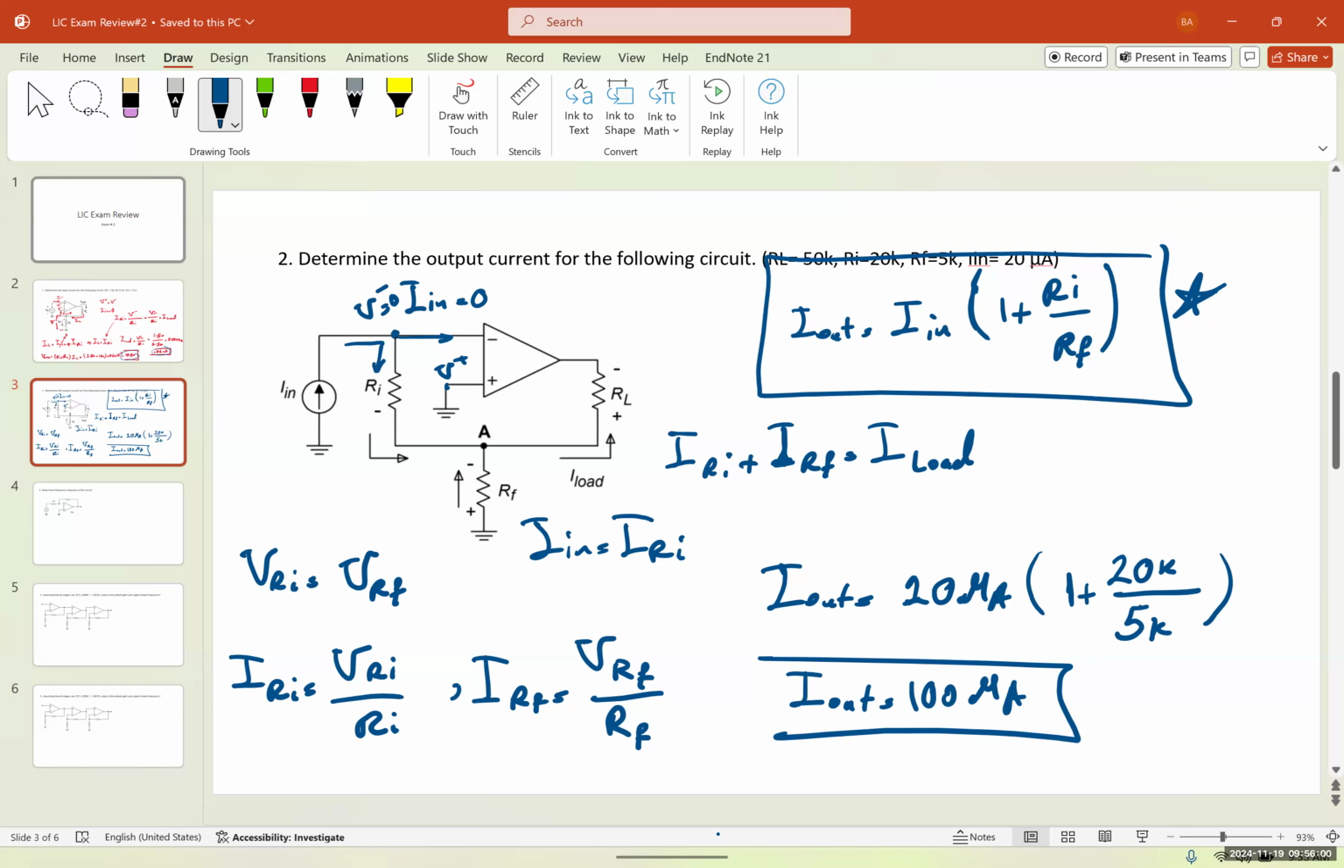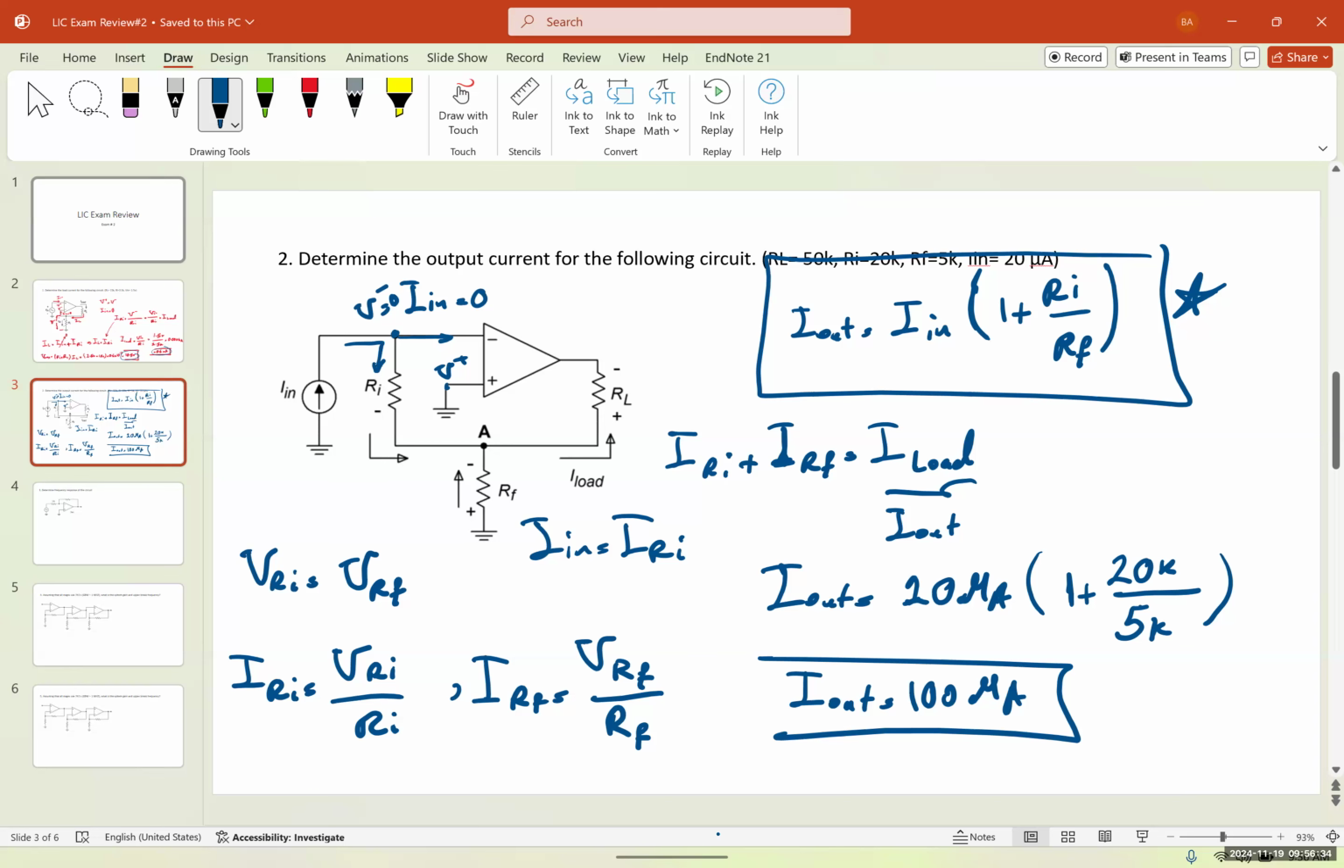By the way, IN is equal to IRI. So if I replace that, it's going to be IN plus IRF, going to give us I load. And I load again is actually equal to I out. So IN plus IRF gives us I out and so on. Any other questions for this?